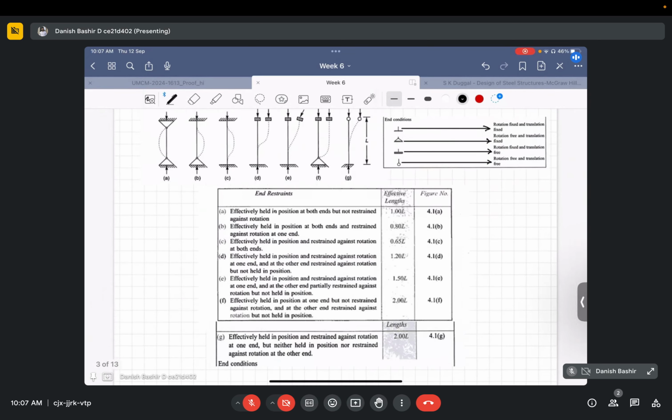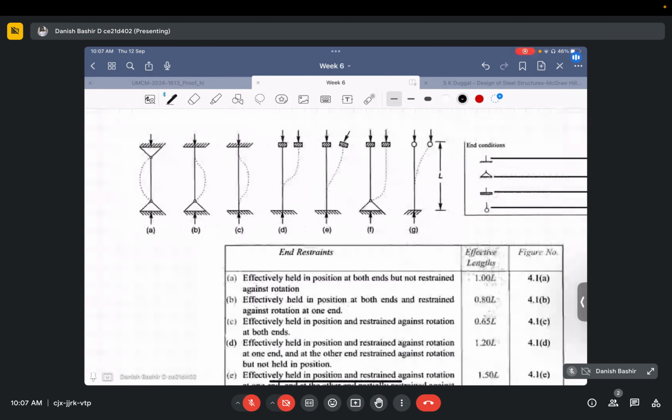So there are different values of the effective length. If both ends are pinned, that is, rotation free from both sides but translation restrained, then we can see that this column is getting bent throughout its entire length. If the column has length L, it is bending throughout the entire length, so its effective length comes out to be 1.0L.